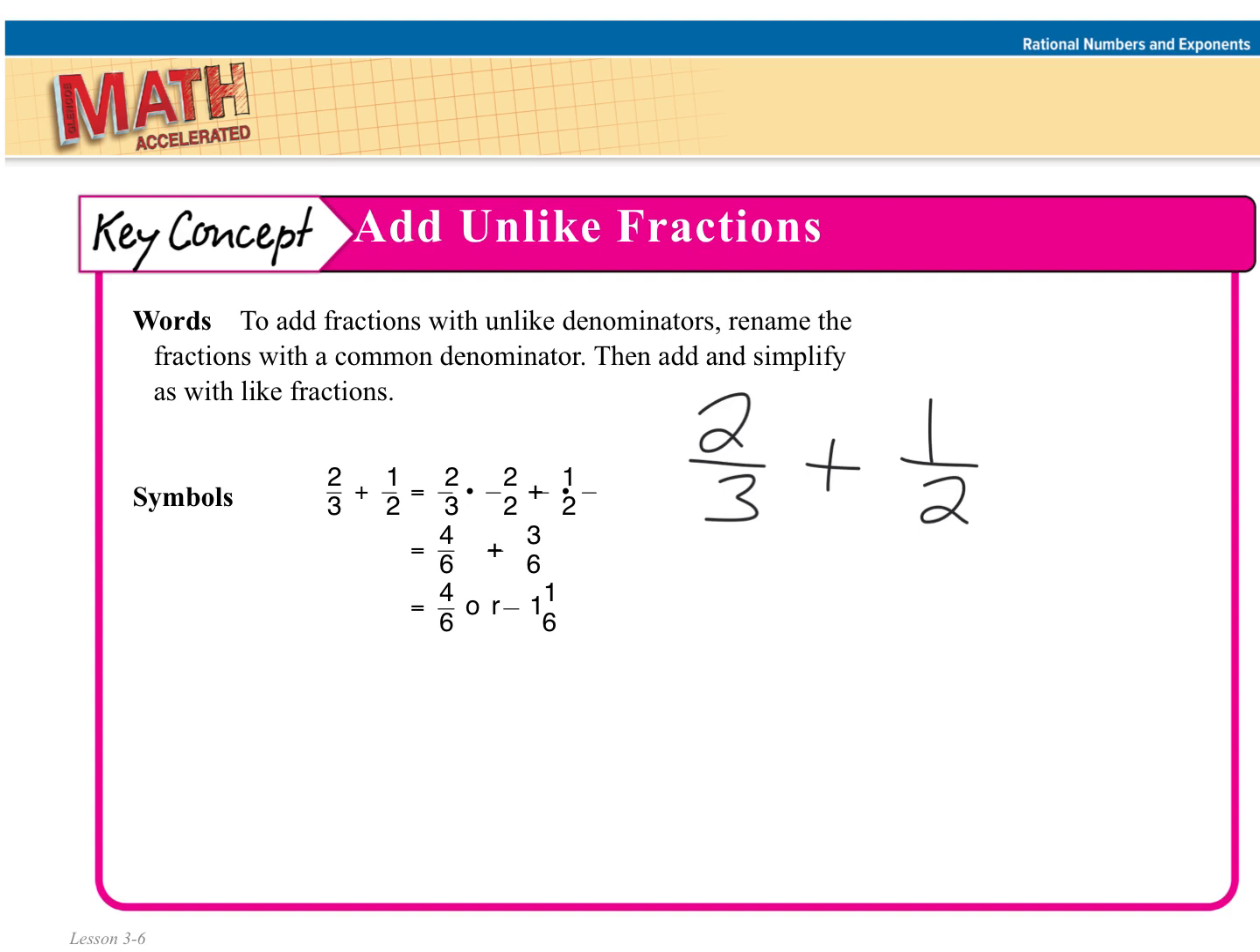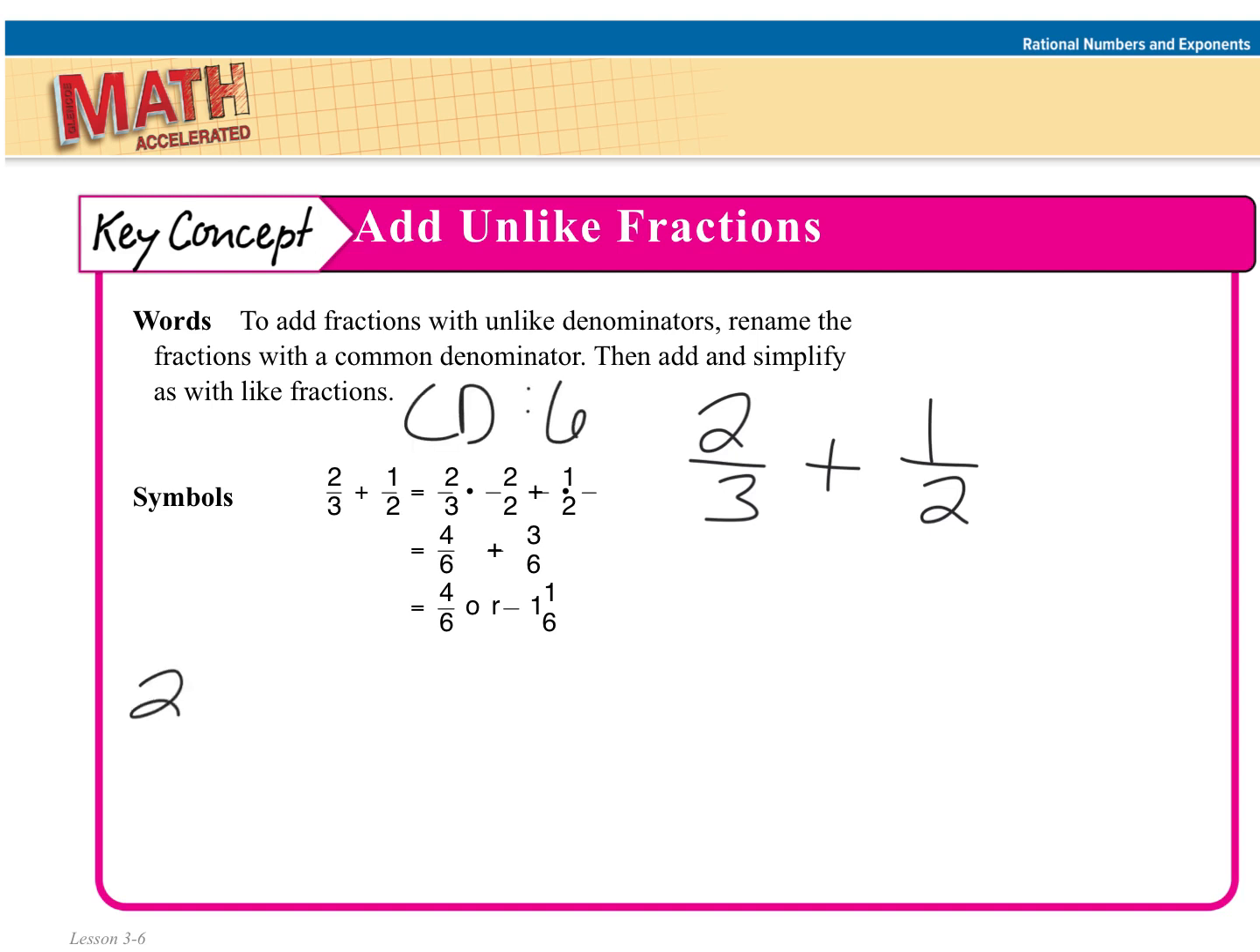Here's a trick. Start with your bigger denominator. What's my bigger denominator? 3. Now ask yourself, does the other denominator, 2, go into 3? No. So now go back to 3. What's your next multiple of 3? 6. Now ask yourself, does 2 go into 6? Yes. So we need to change our common denominator to 6.